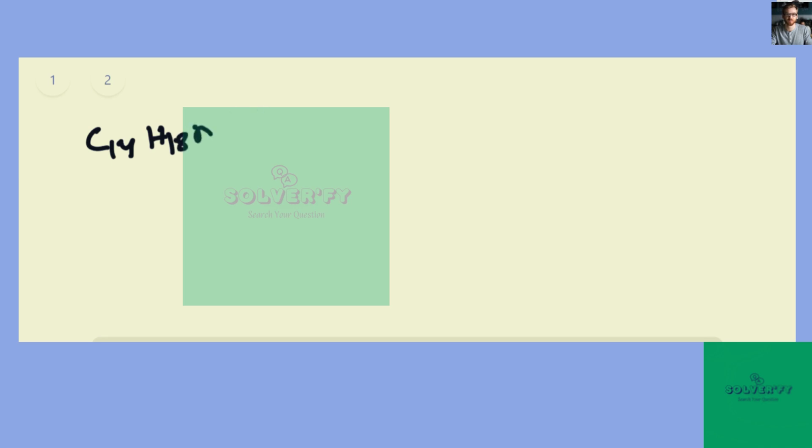C14H18N2O5. That means the molar mass of this compound will be 12.01, which is the molar mass of carbon, and we have 14 carbon. That's why we will multiply this by 14.